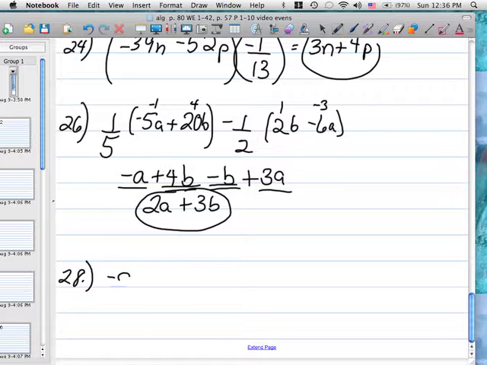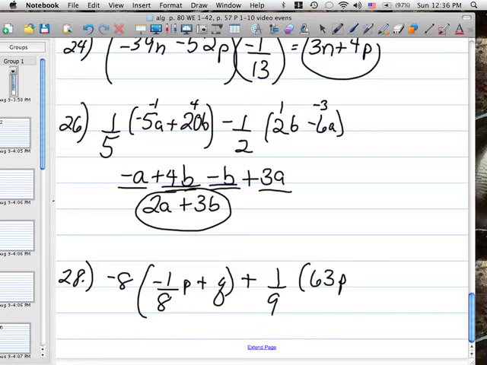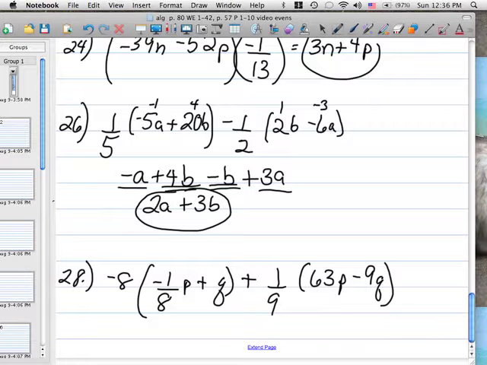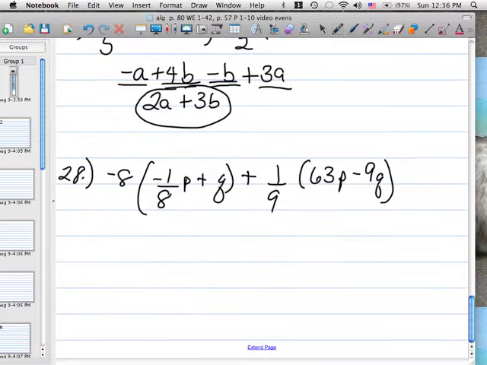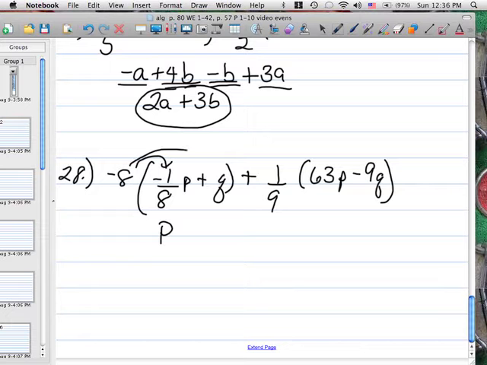Number 28, I have negative 8 times negative 1/8 P plus Q plus 1/9 times 63P minus 9Q. So negative 8 times negative 1/8, negative times negative is positive, the 8's cancel out, so I just have P. Negative times negative is positive P. And a negative 8 times Q is negative 8Q.